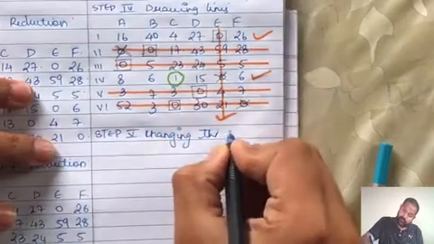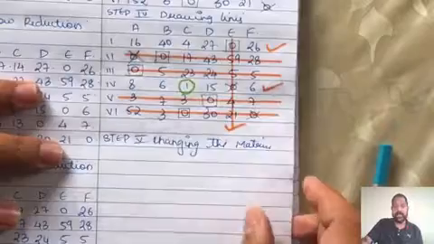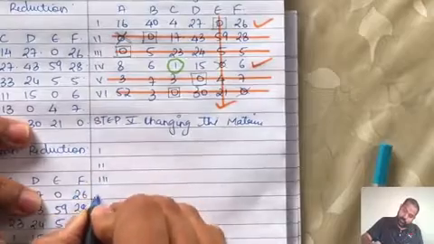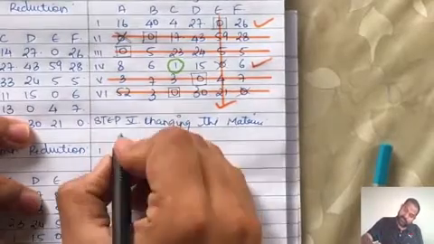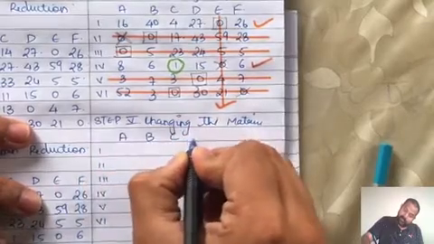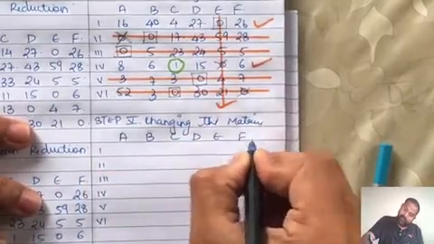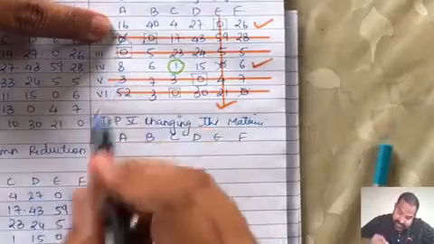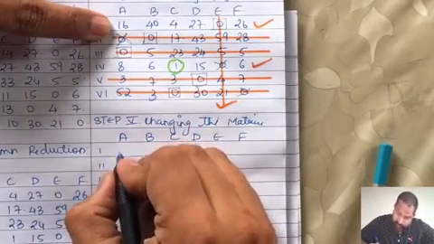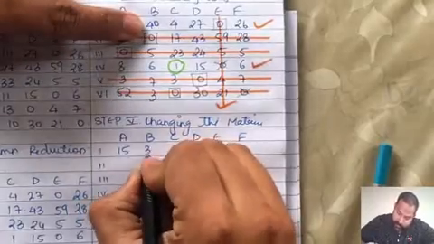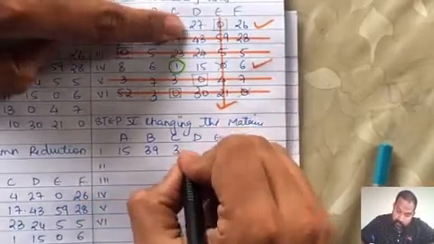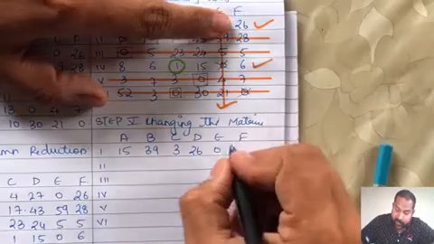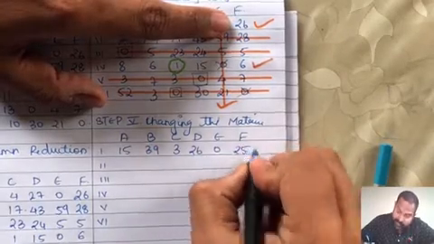Changing the matrix or redesigning the matrix. How? 1, 2, 3, 4, 5, 6, A, B, C, D, E and F. 1 is the least. Let's start from here. 16 uncovered minus 1 is going to be 15. 40 minus 1, 39. 4 minus 1, 3. 27 minus 1, 26. 0 is single covered, don't touch it then. 26 minus 1 is 25.